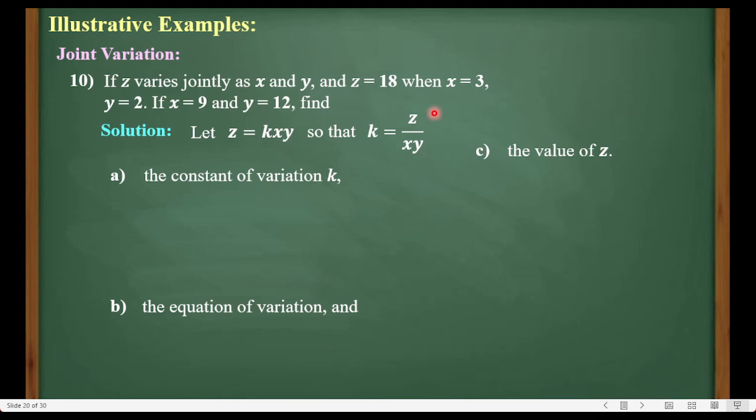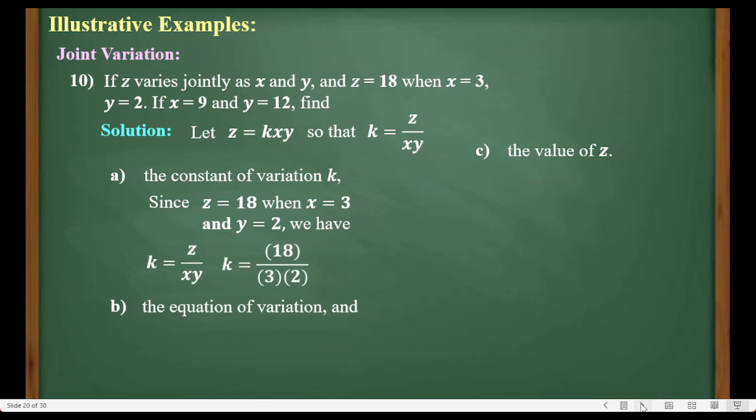And taking this equation, we can answer letter A, which is to compute the value of k, the constant of variation, using the initial values of z together with x and y. And these are 18, 3, and 2 respectively. Now plugging in these values to this equation, we can find the value of k. And that is 18 over the product of 3 and 2. Now simplifying this expression, k is equal to 3.